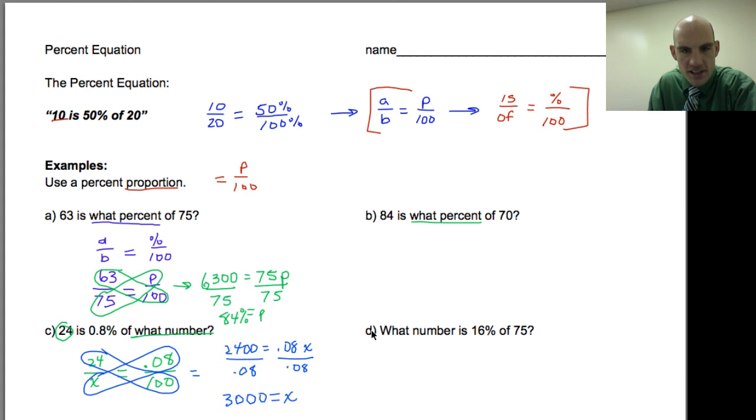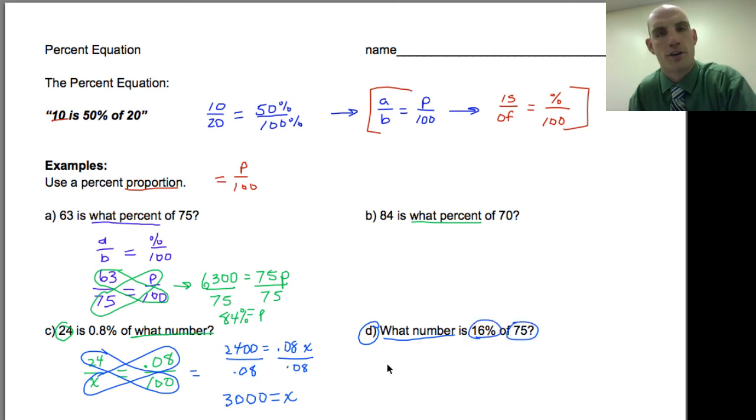Okay, D is a little bit different. I want you to try that one on your own. Notice what you don't have. Notice what you do have. Okay? Try that one on your own.